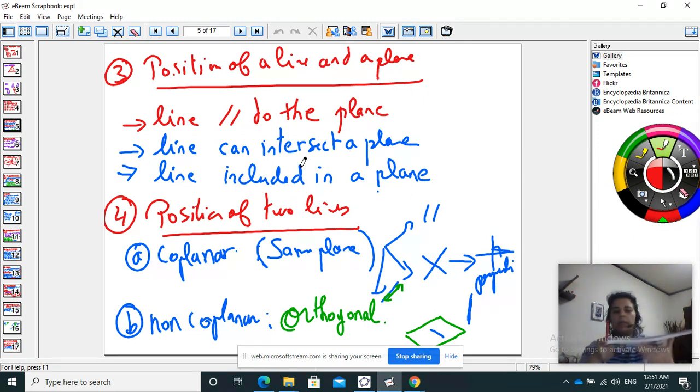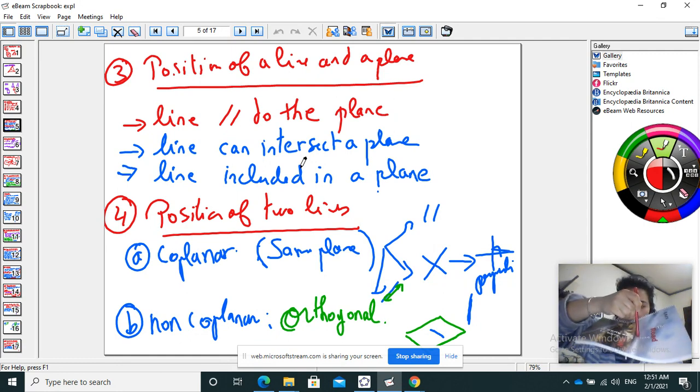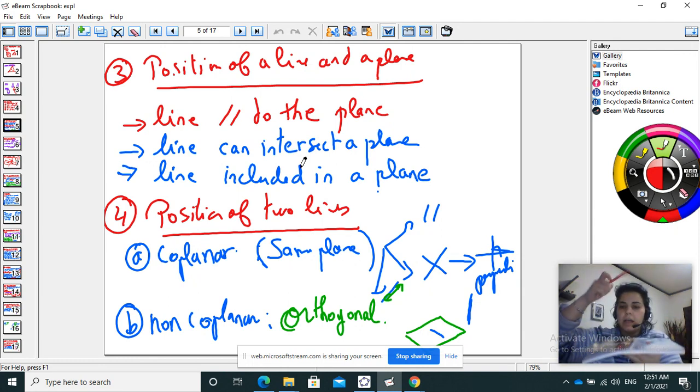Okay, this is my plane and this is the line. How could they be? The line can be parallel to the plane. The line can intersect the plane. It could cut the plane. Notice the intersection of a line with a plane is a point. If I make a hole here, I get a point. And a line could also be included in the plane. So we have three positions of a line and a plane.